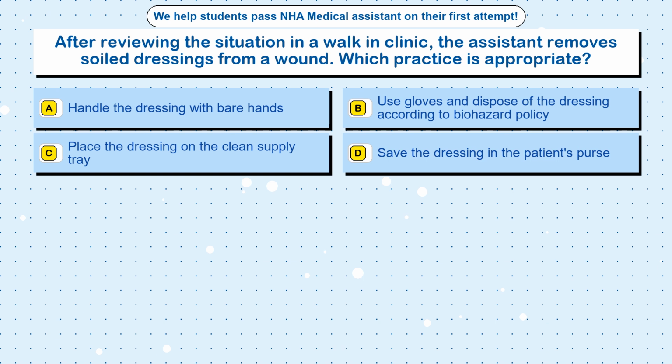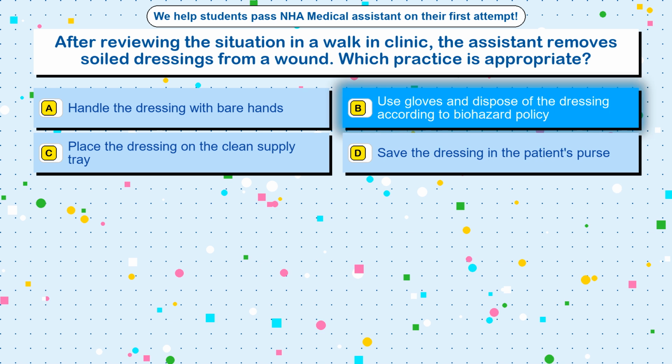Question 96. After reviewing the situation in a walk-in clinic, the assistant removes soiled dressings from a wound. Which practice is appropriate? Option A. Handle the dressing with bare hands. Option B. Use gloves and dispose of the dressing according to biohazard policy. Option C. Place the dressing on the clean supply tray. Option D. Save the dressing in the patient's purse. The correct answer is option B. Use gloves and dispose of the dressing according to biohazard policy.